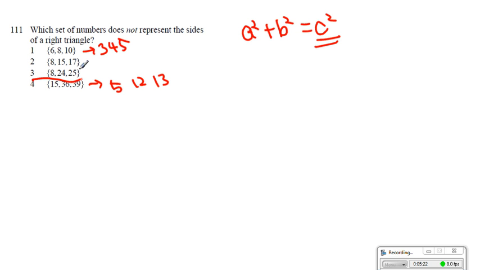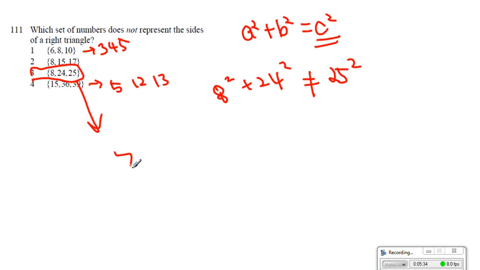Only thing that doesn't work is choice number 3, because 8 squared plus 24 squared, once you calculate this one, you will realize that that's not equal to 25 squared. In fact, it should have been 7, 24, 25. Then it makes sense. But anyways, for our purposes, choice 3 will be our answer.